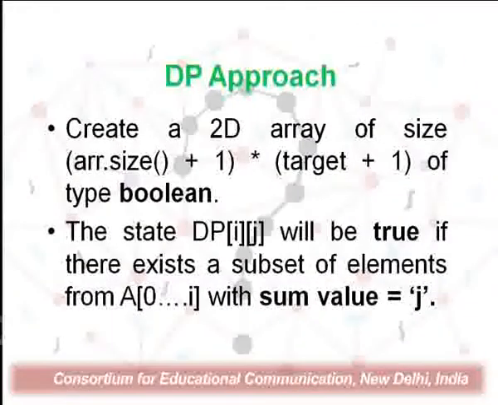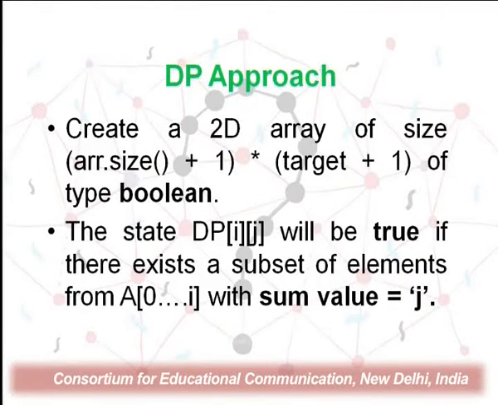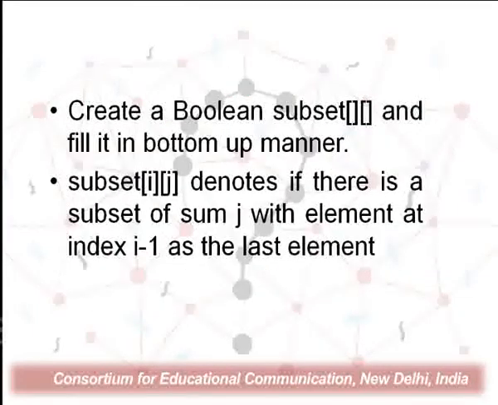And every cell in that particular table, which is dp of, let us say, i comma j, will be true. The cell will contain true if there exists a subset of elements from a equals 0 to i with some value j. So that particular cell will contain true if there exists a subset of elements of a from 0 to i with some value j.